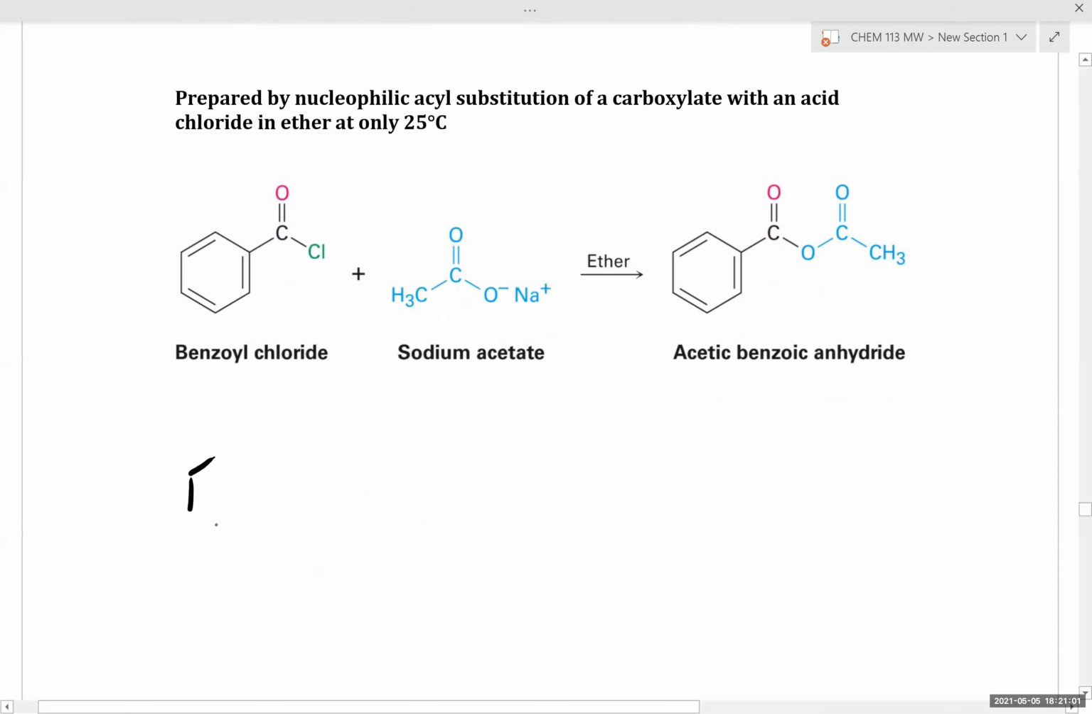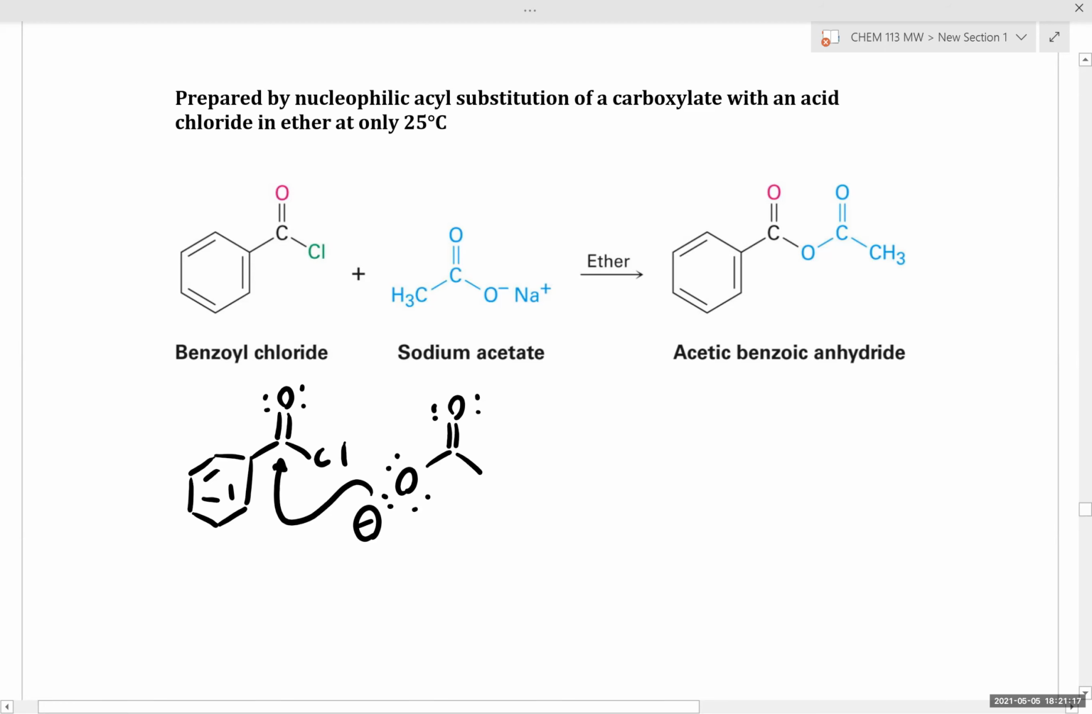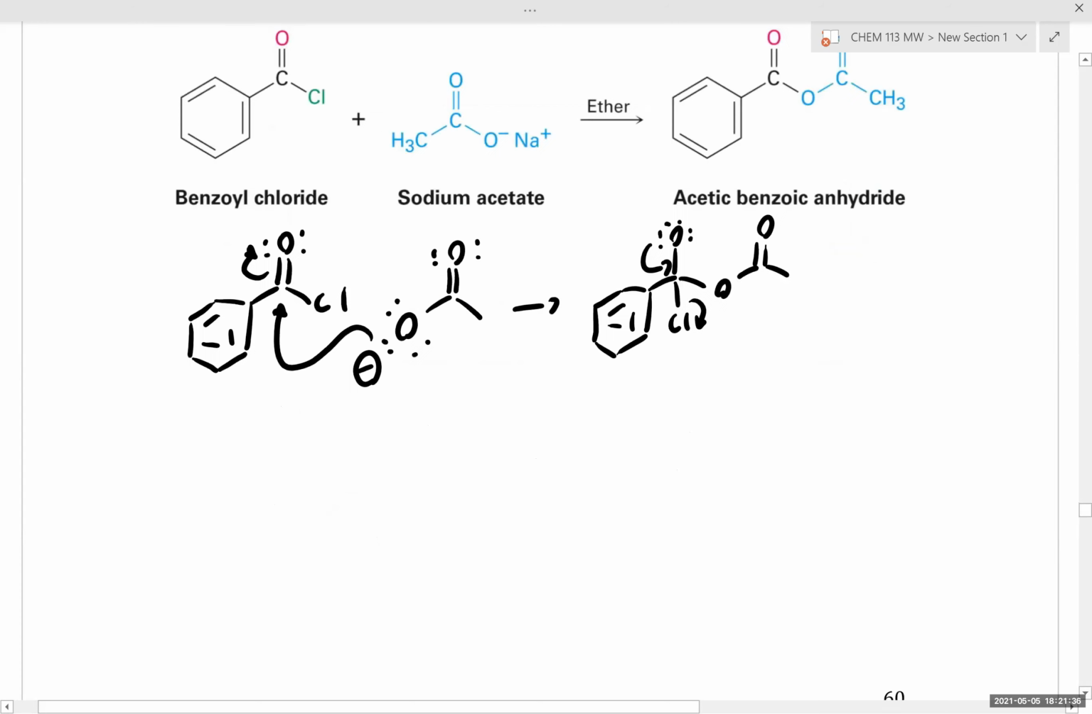This is a textbook carbonyl substitution reaction in which we replace our wonderful leaving group chloride with our nucleophilic carboxylate species. So in this case, we're dealing with acetate ion. So our nucleophile will attack the electrophilic carbonyl carbon. We generate a tetrahedral intermediate. And from here, we kick out our leaving group, and that gives us our desired asymmetrical anhydride.